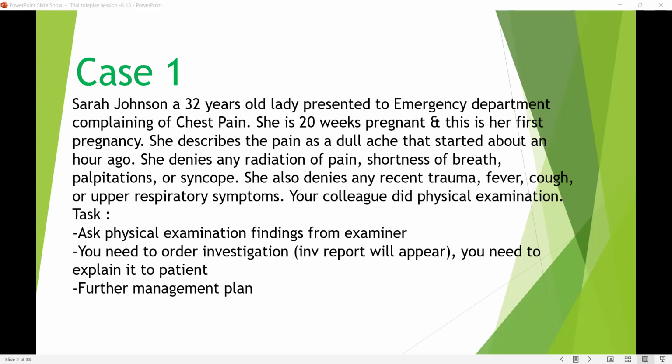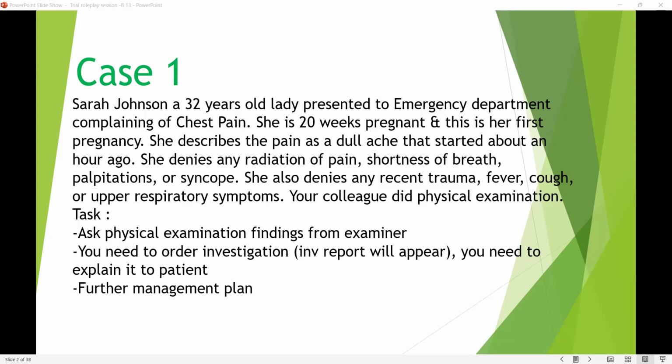I will explain the investigations to my patient. First, order investigations. I would like to do a Doppler of the lower limb for any DVT, and echocardiography. I would like to do basic blood tests like CBC, LFT, RFT, thyroid function test, ESR, CRP, and I would like to assess her with CTG and abdominal ultrasound, and urine analysis, microscopy, and culture.